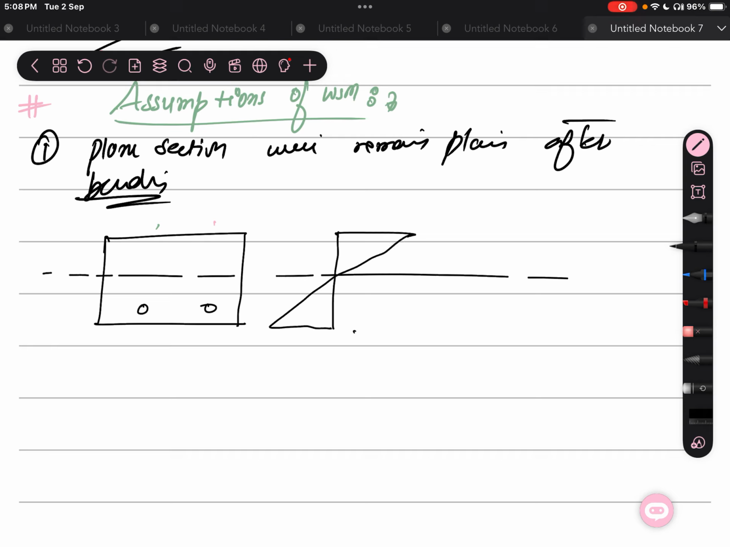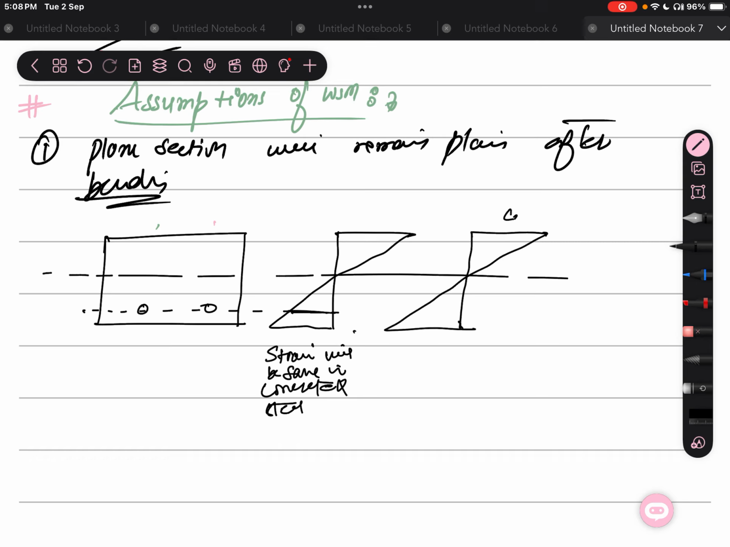With this strain diagram, the strain will be the same in concrete and in steel, whatever level we take. And this is the stress diagram. Let's put this as Y1 here, this is Y2 and this is Y3. This is the compressive stress and this is FCBT, and this is the stress in steel.